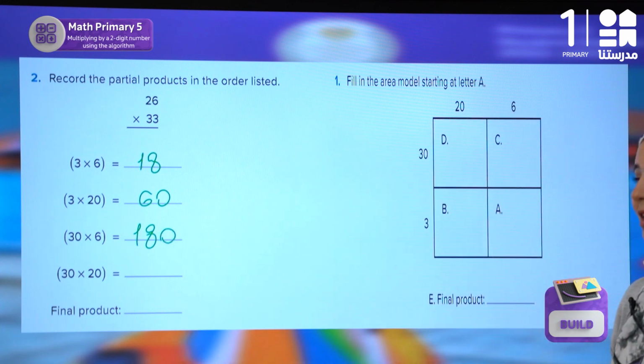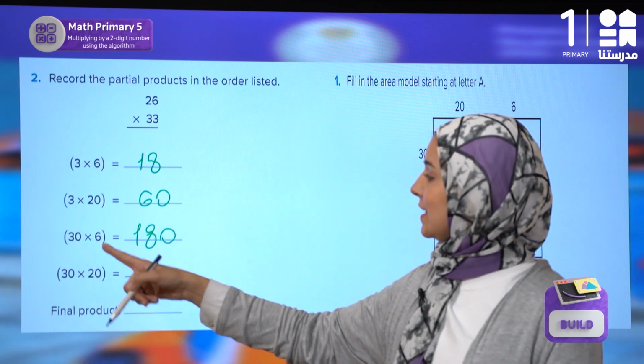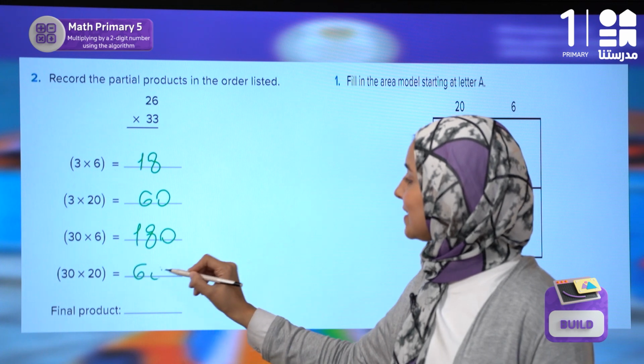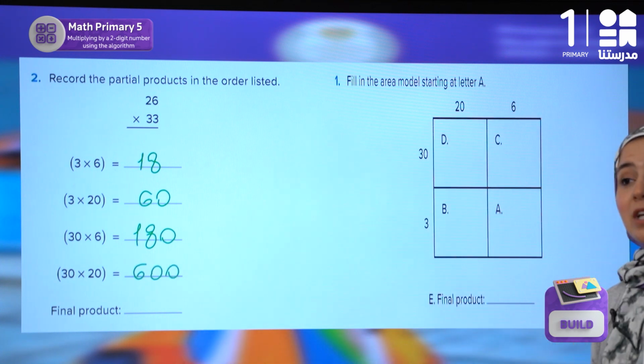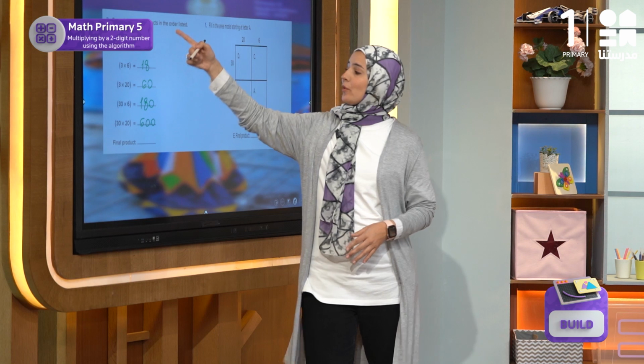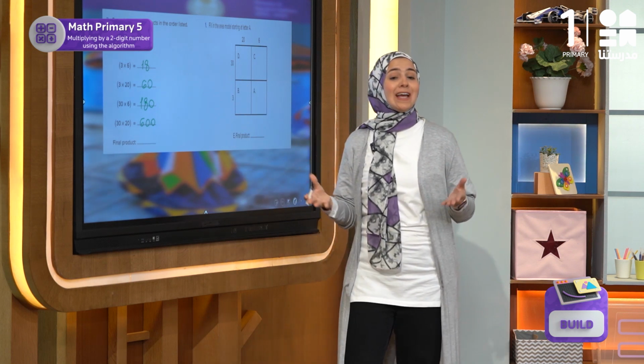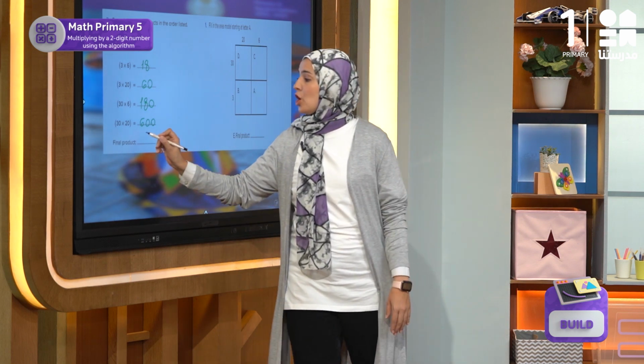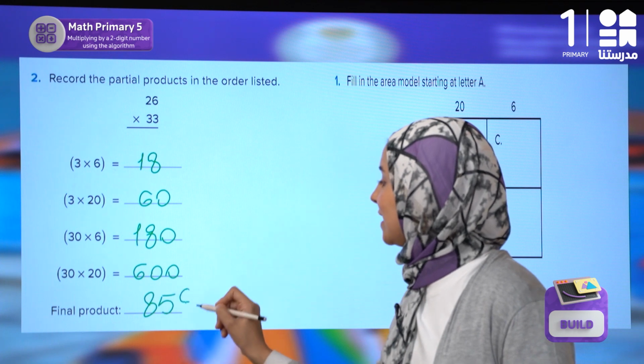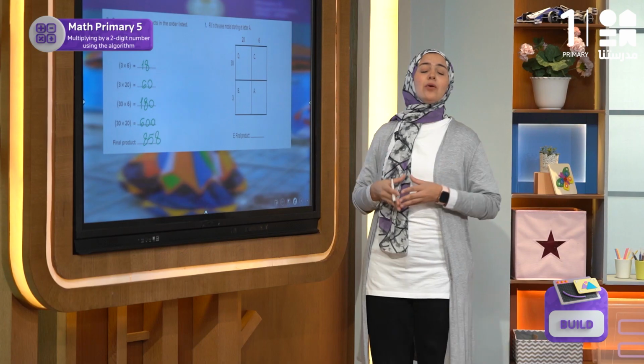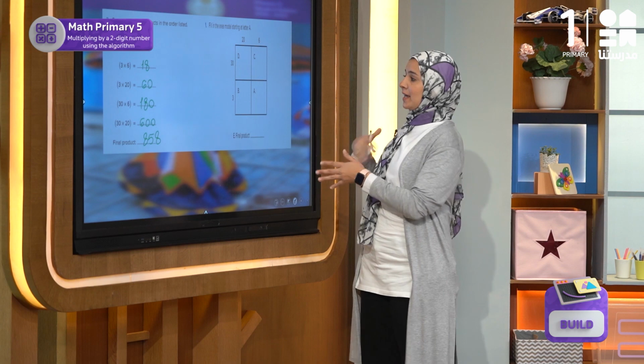Then I have 30 times 6, which is 180. And finally, what do I have? I have 30 times 20, which is 600. The last step is what? To find the product, I'm going to add all of this and I will get the answer that we got before, which is 858. Now, if we look at the other way, can we do it?